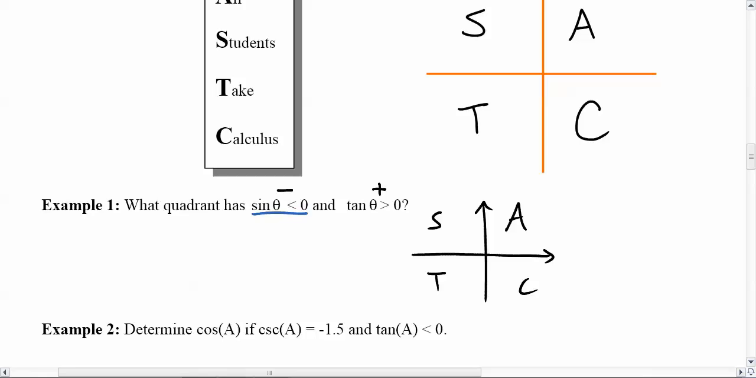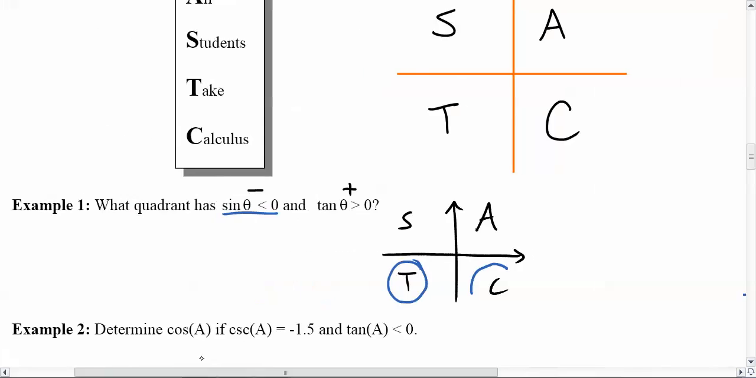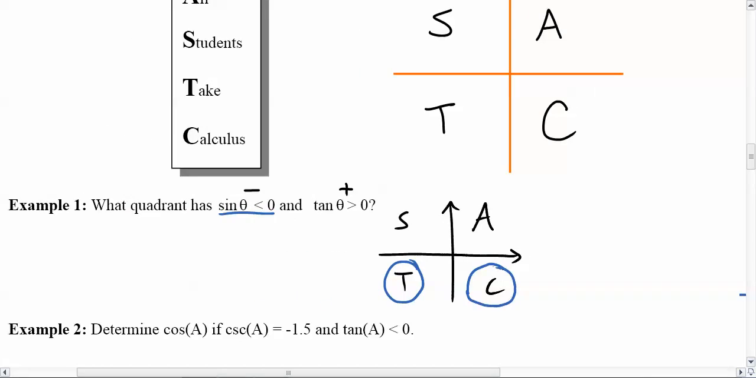So that means all are positive in 1. Sine is positive in 2. Sine is negative in 3. And sine is negative in 4. Tan is positive where all are positive, or T. So the quadrant where both of them happen is quadrant 3.